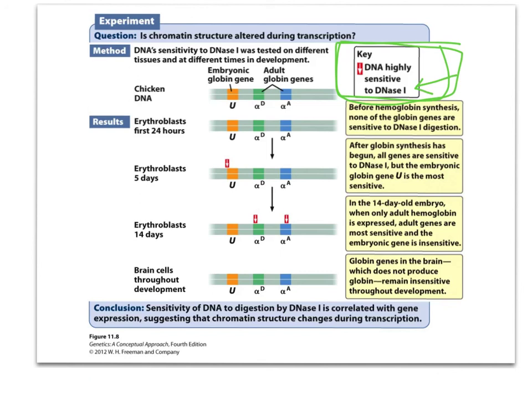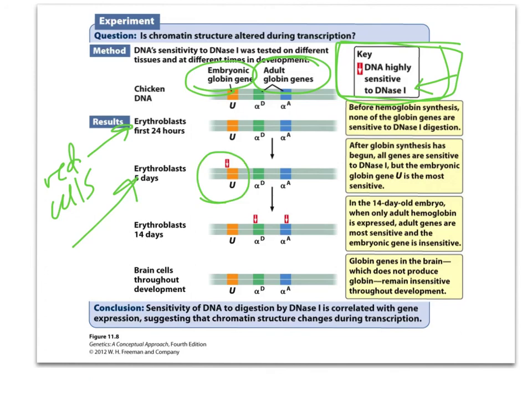And so they looked at two different types of genes, embryonic globin gene, only expressed in embryo, and then adult globin genes, only expressed in adult. These are the globins like hemoglobin, right? So that'd be in red blood cells. So they're looking at erythroblasts, which are red blood cells, or their preliminary little guys. If we're looking at 5-day-old erythroblasts, we would see that the embryonic DNA is active, right? So we can cleave it because it's open. These guys must be closed. DNase does not cut it up.